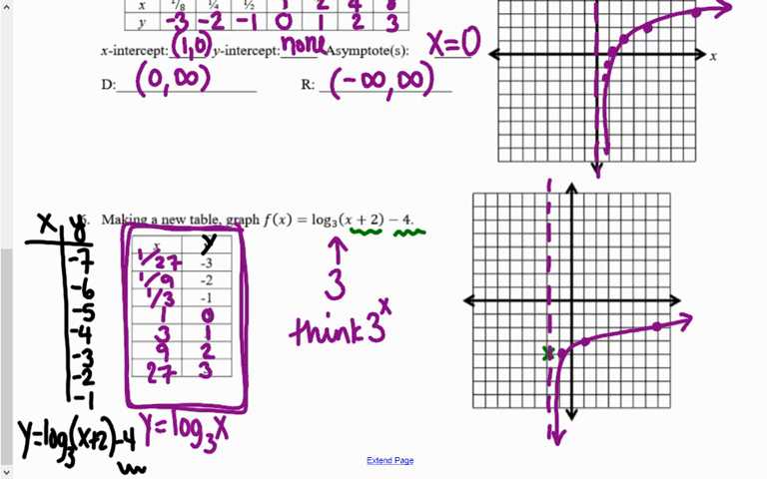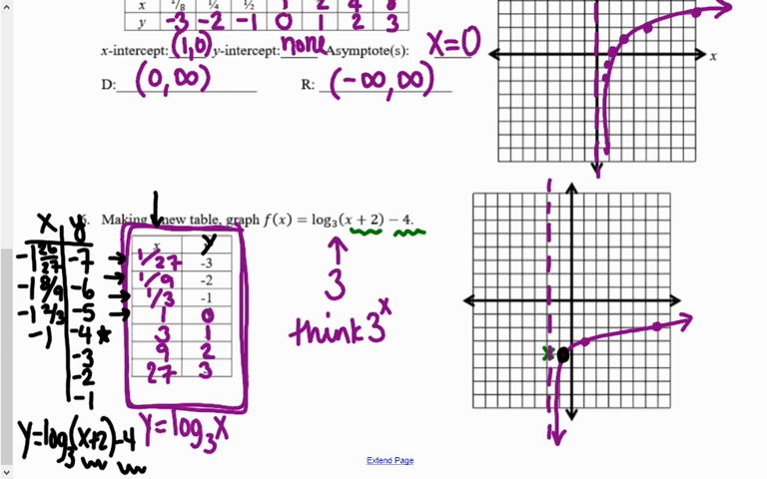My x values, I have a +2 on the inside, which moves me 2 to the left. So I'm going to subtract 2 from all of these x values. So if I subtract 2 from 1/27, I have -1 and 26/27. If I subtract 2 from 1/9, I have -1 and 8/9. Subtract 2 from 1/3 is -1 and 2/3. Subtract 2 from 1 is -1. So this right here, this -1, -4, if I look over here in my graph, that was my first nice point I put on there. So if you don't want to put the fractional points in the table, that's fine with me.